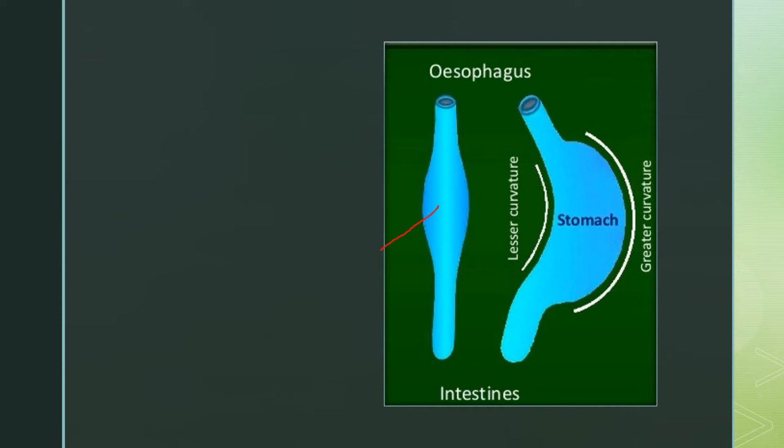And in the meantime, the ventral part, that is the pyloric part, projects more ventrally, and this makes the concavity of the stomach, which becomes the lesser curvature in future. So this dorsal border which grows rapidly becomes the greater curvature of the stomach, and the pyloric part which moves ventrally makes the concavity of the stomach as the lesser curvature in the future.